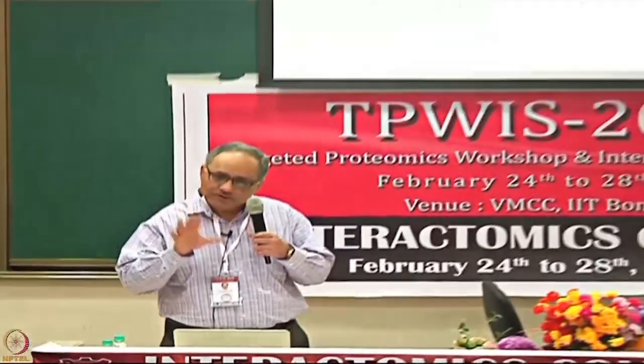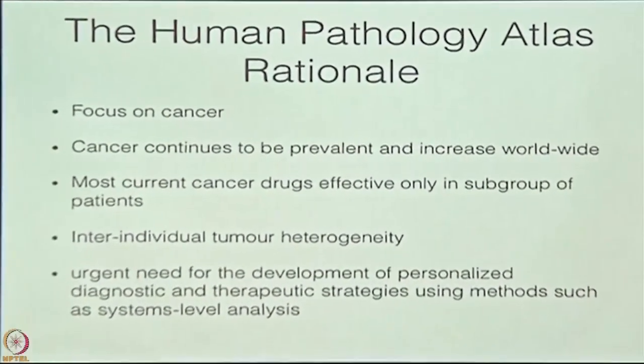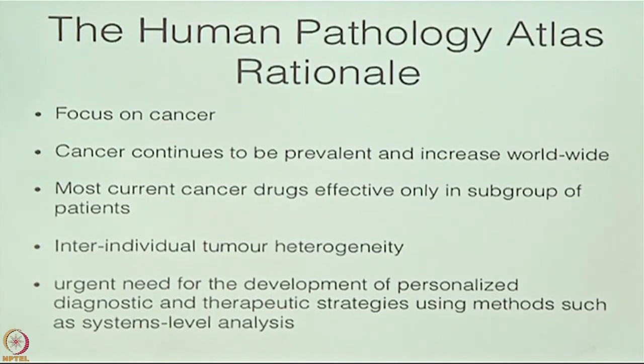The focus for the human pathology atlas was on cancer, for reasons that most of you are already aware about. The big challenge was that most drugs in cancer are effective only in a small subset of patients, and therefore, was there any difference between two tumors from two different people looking the same under the microscope? Remember the tree without branches, and remember the tree with leaves. And therefore, if there is so much difference, should the treatment protocol get personalized according to what that patient has, or should they just be hit with everything?